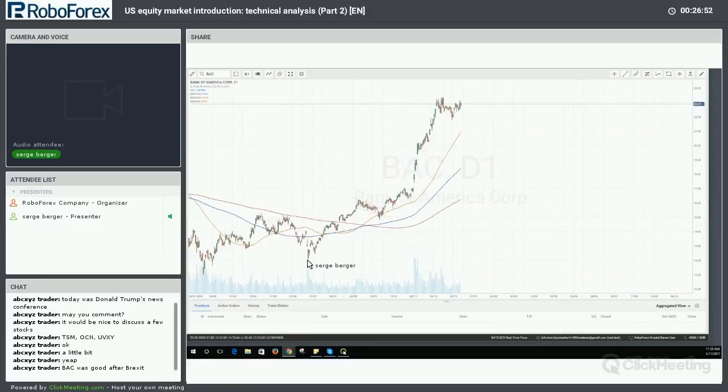We had a very nice rally here off the summer of last year, and then we started consolidating into October, and then just before the election started, this stock actually started rising once again. So again, a continuation pattern.